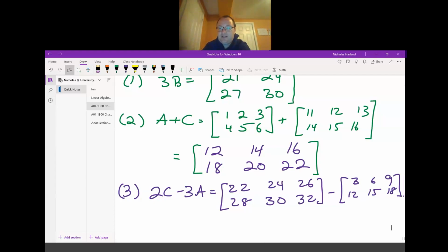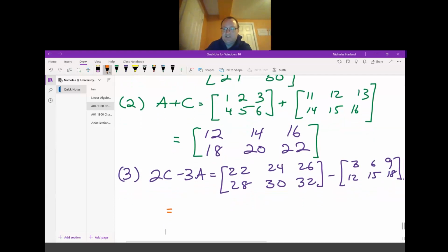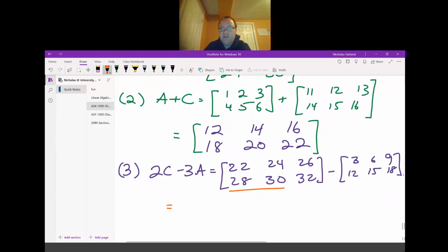Eventually we're subtracting. So what needs to be true again in order for us to be allowed to subtract? Right. The sizes need to be the same. In this case, 2 by 3, 2 by 3. The sizes are in fact the same. And now it's just some grade 3 subtraction practice. 19, 18, 17, 16, 15, 14.